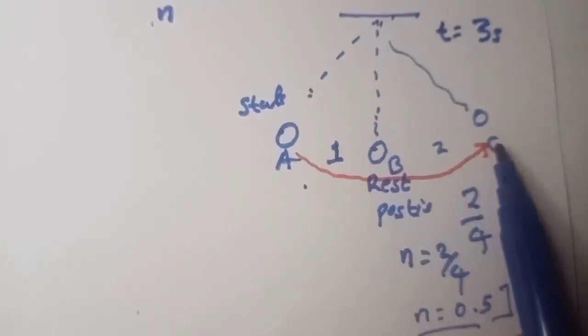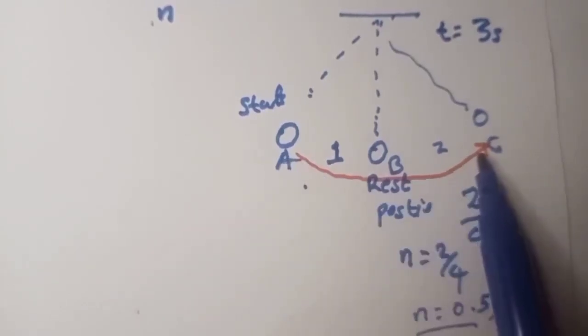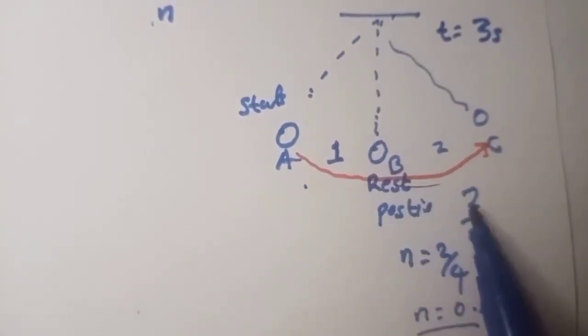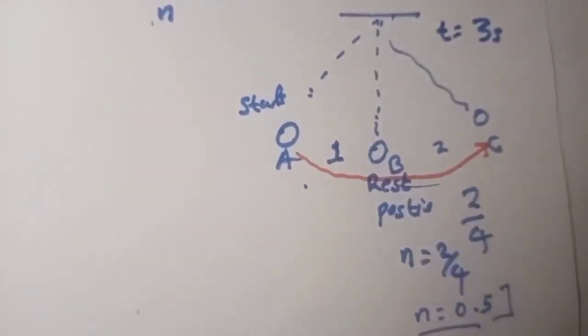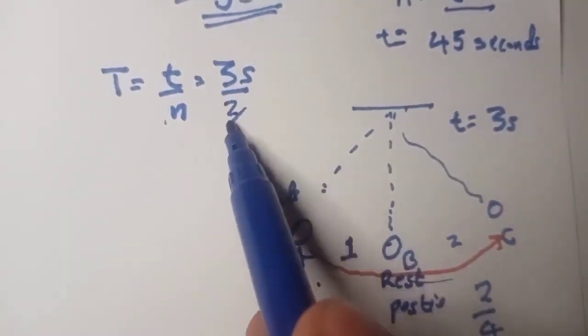That's what the question is. It takes 3 seconds to go from A to C. What is its period? So we want to find the number of oscillations. So 1, 2. So this is 2. Then always you divide it by 4. So meaning we're going to divide here, number of oscillations, it is 2 over 4.